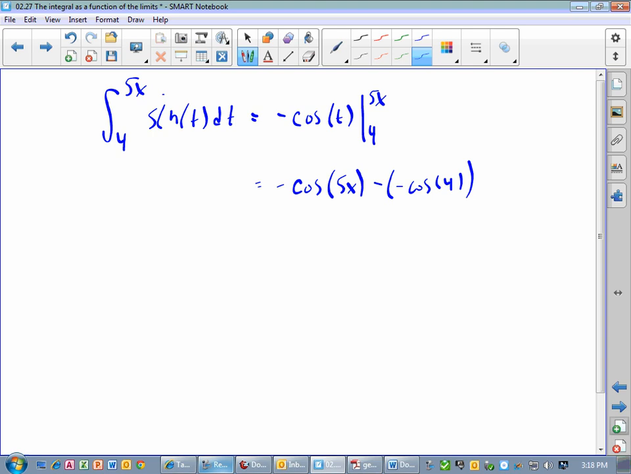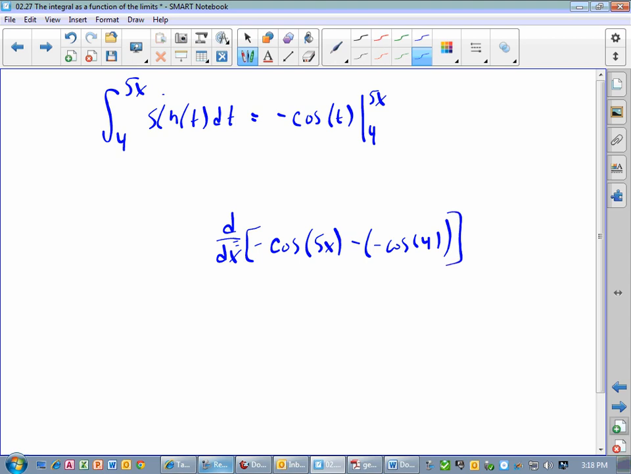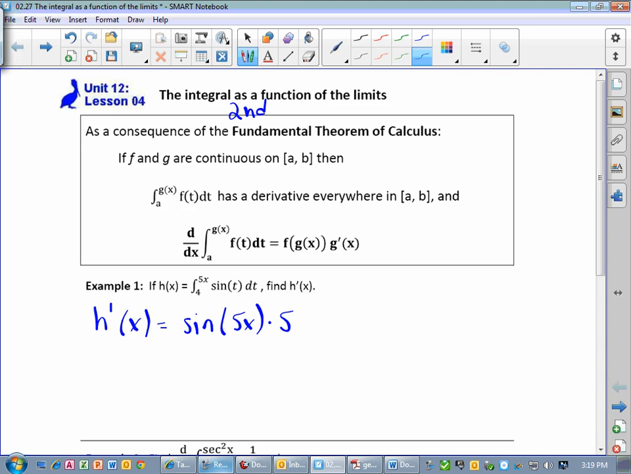But remember, we're not actually integrating this. We're finding the derivative of the integral. So if I find the derivative of this, the derivative of negative cosine is positive sine, times the derivative of the inside, so that's times 5. And this other term is a constant, so the derivative of a constant is 0. And so here we go, which is what we have. So the second fundamental theorem of calculus is reiterating that the derivative of the integral is the function, that they're inverse operations.